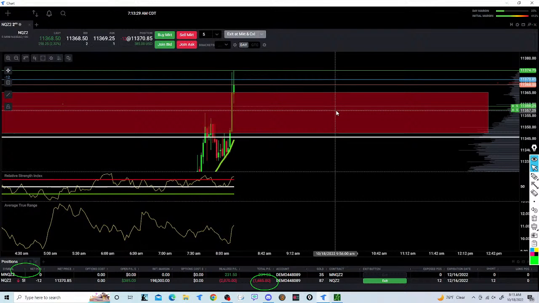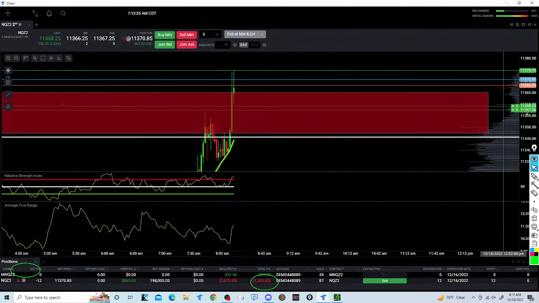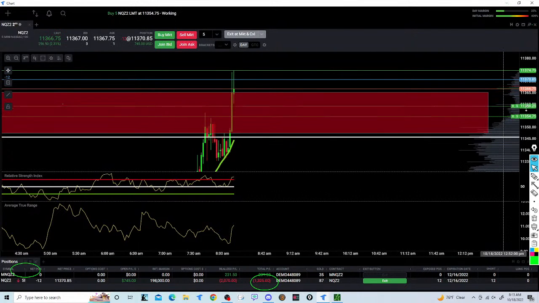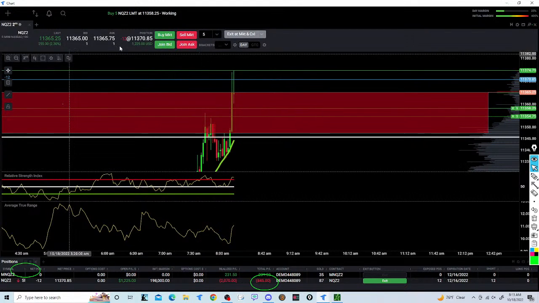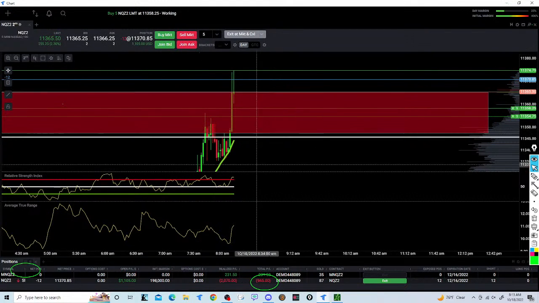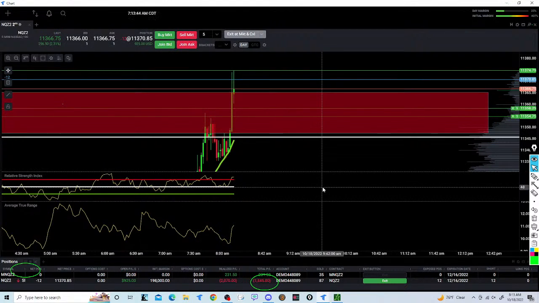Right now we got 12 contracts on right there. But I'm still not understanding why it's not filling the 5. I noticed it was filling like 1 or 2 or something like that.